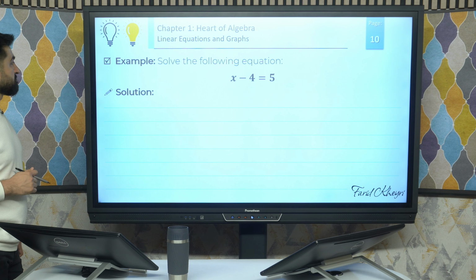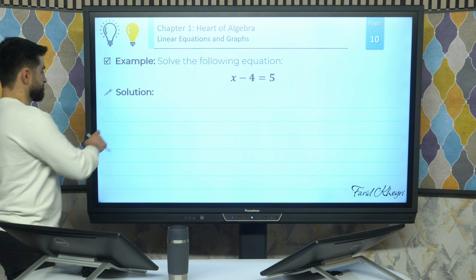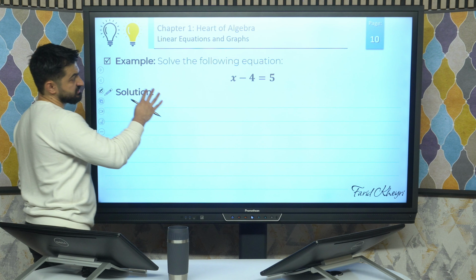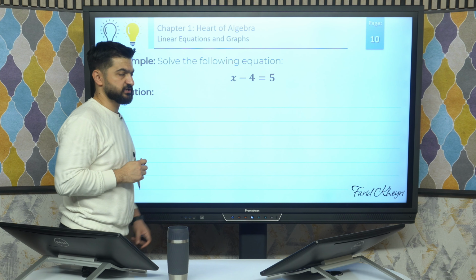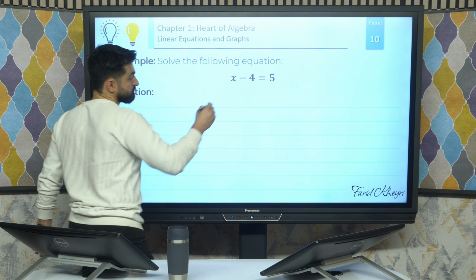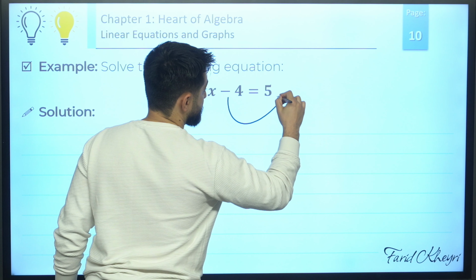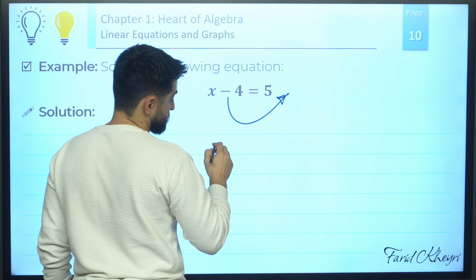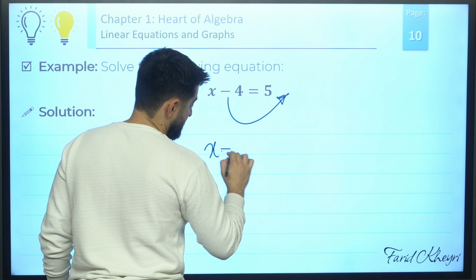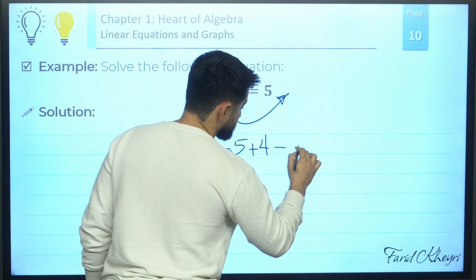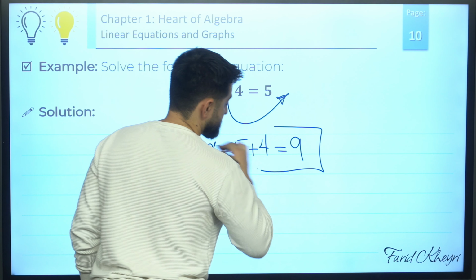Let's solve some examples. The first example is this. x minus 4 is 5. As you can see, this is a simple example. If you bring minus 4 to the right-hand side, it will change its sign, so x will be 5 plus 4, which is 9. This is the answer of the equation.